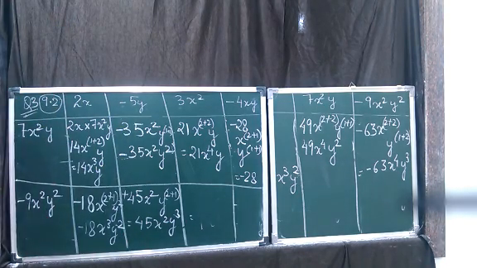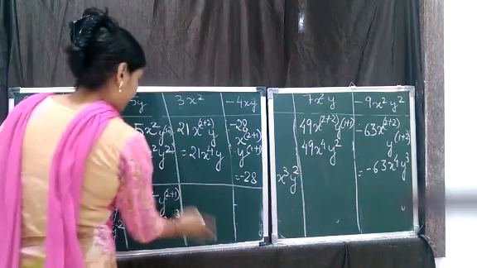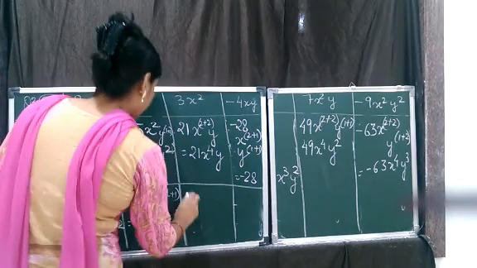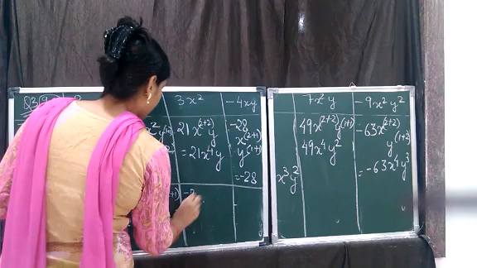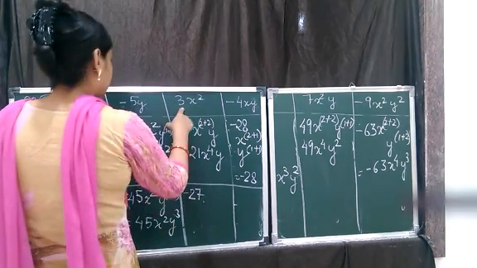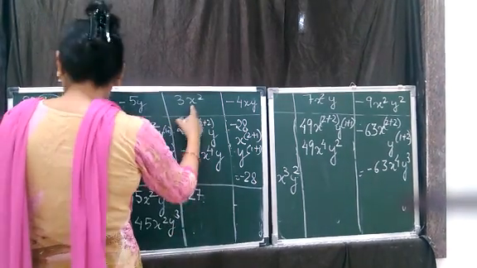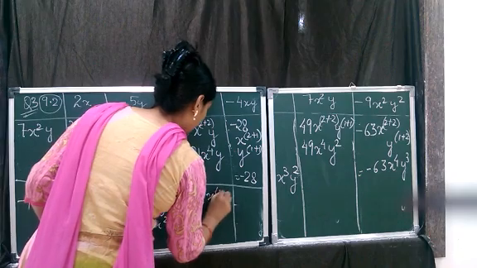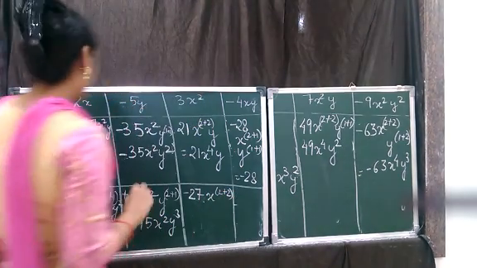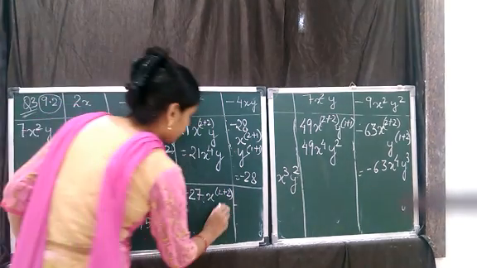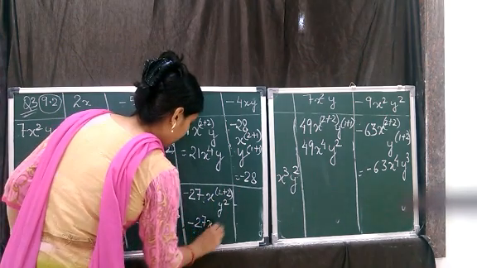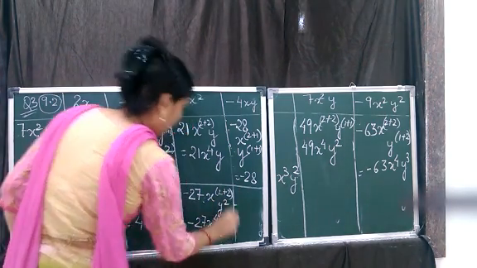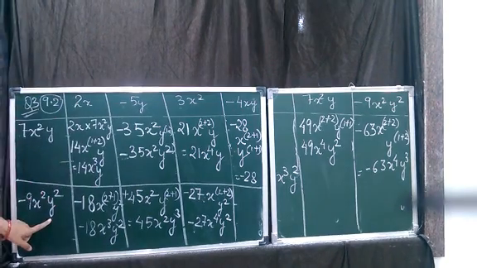Okay. Then 9 3s are 80. Sorry, 9 3s are 27. I'm so sorry. 9 3s are 27. Then power of x will be added. 2 plus 2 and y remains the same. Y square. So it is minus 27 x to the power 4 and y square.